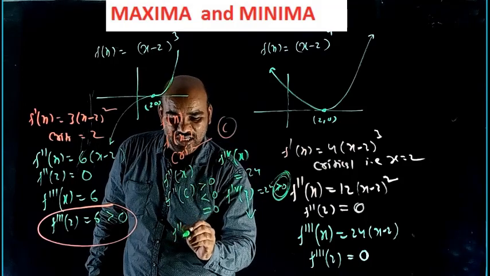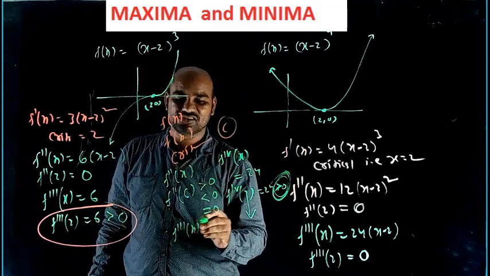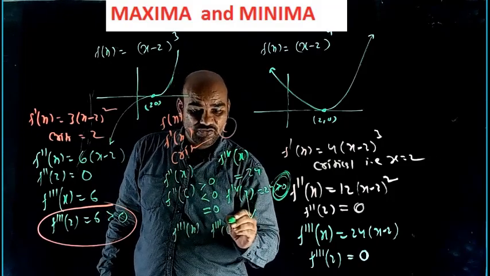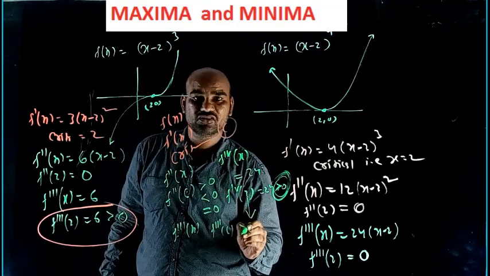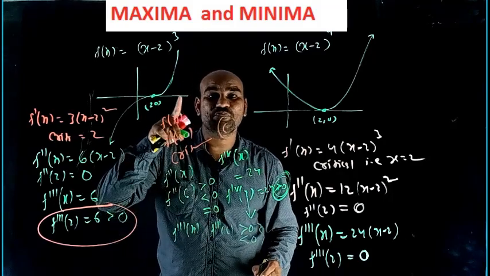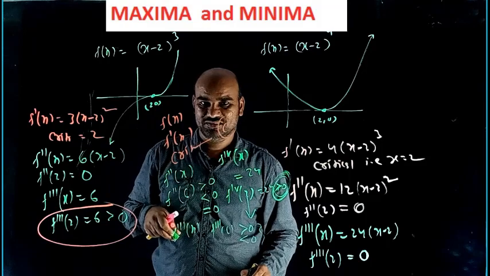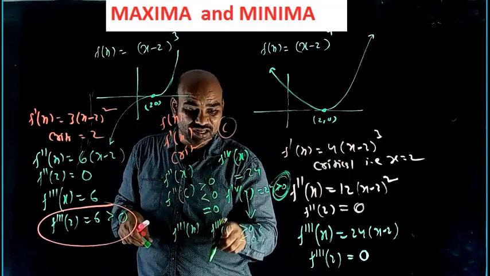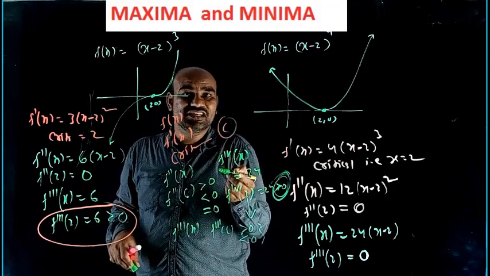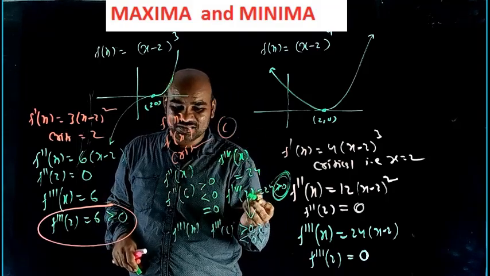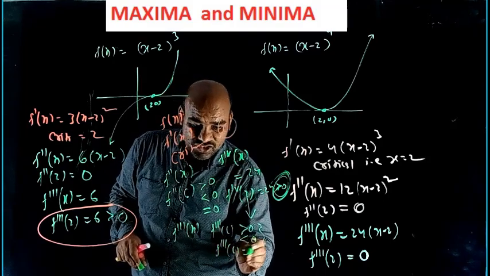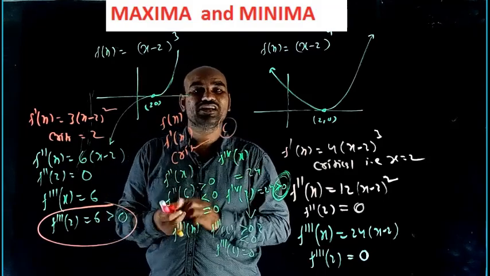Find f triple dash of x. Find f triple dash of c. If f triple dash of c is greater than 0 or less than 0, you can conclude that c is neither point of maxima nor minima. f triple dash of c greater than 0 or less than 0, then we can conclude that c is neither minima nor maxima. Okay. If f triple dash of c is also 0, we need to move to the next step.